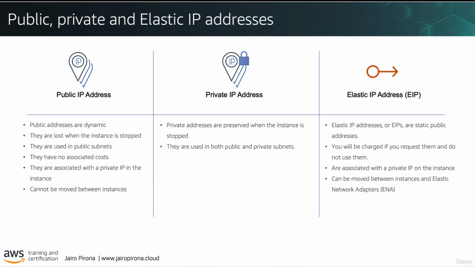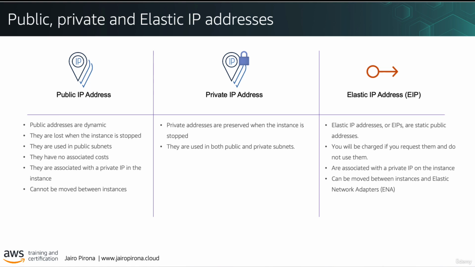So, let's summarize the key differences. Public addresses are dynamic. They are lost when the instance is stopped. They are used in public subnets. You don't pay for them. They are associated with a private IP on the instance. You cannot move them between instances. Private addresses are retained when the instance is stopped and are used in both public and private subnets. So, you always have a private address.